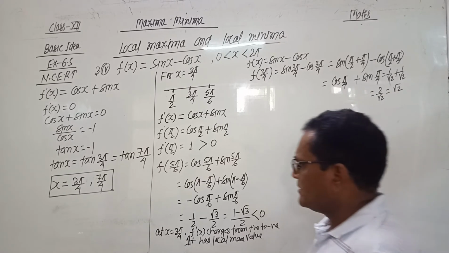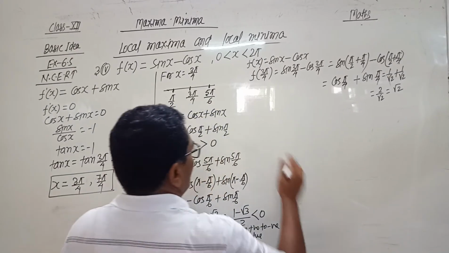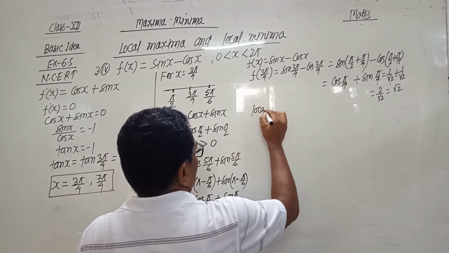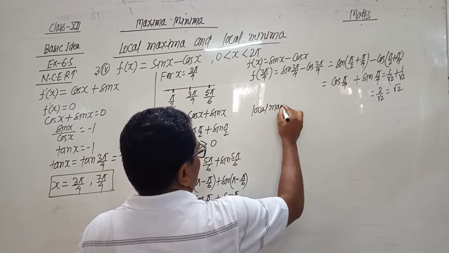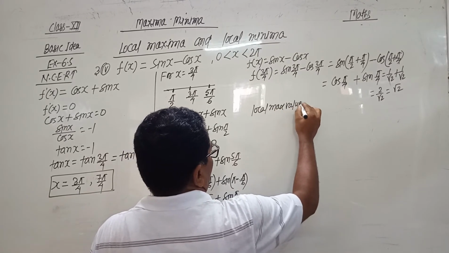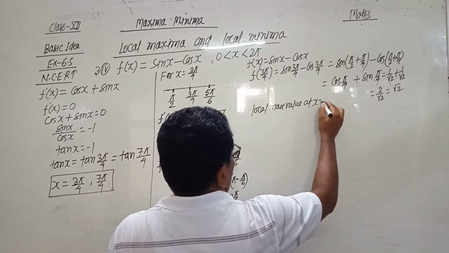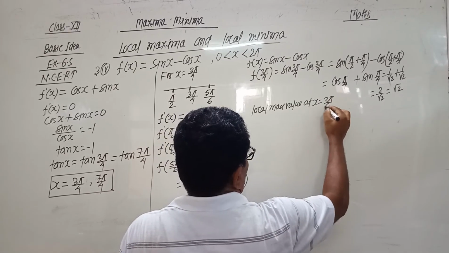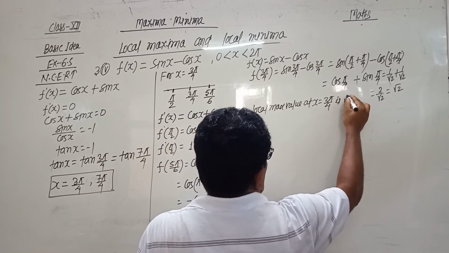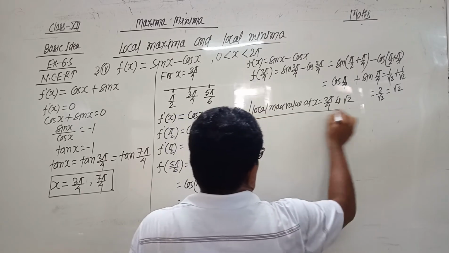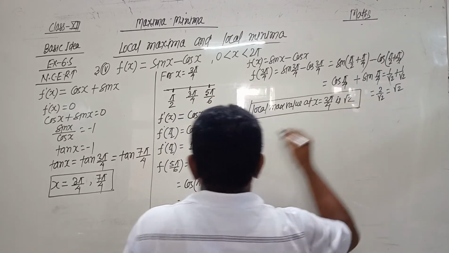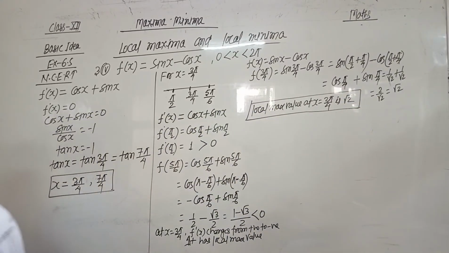So the local maximum value at x equals to 3 pi by 4 is root 2. At x equals to 3 pi by 4, it has local maxima, and the local maximum value is root 2.